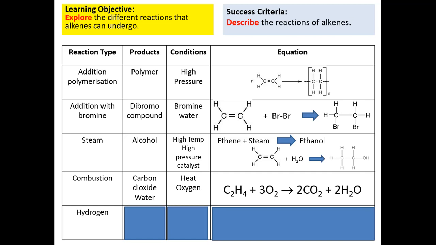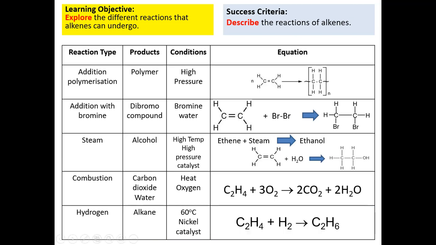So lastly, when you react an ethene with hydrogen, you get an alkane. You need 60 degrees C and a nickel catalyst, and that's an example of the chemical equation for it. You could have also drawn out the displayed formula.